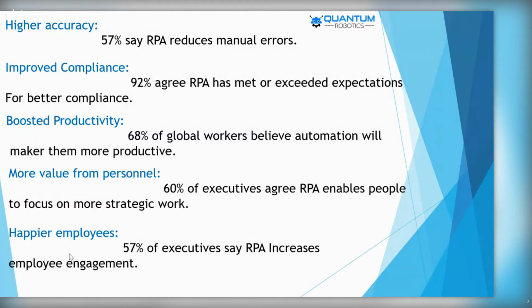More value from professionals. 60% of executives agree that robotic process automation enables people to focus on more strategic work. Whatever tasks a professional can do, those tasks can be done by robotic process automation. The professional can then do their task without errors, in a particular time period, and use their own ideas. Robotic process automation can do 60% of the tasks.